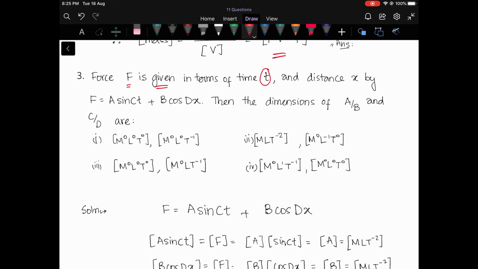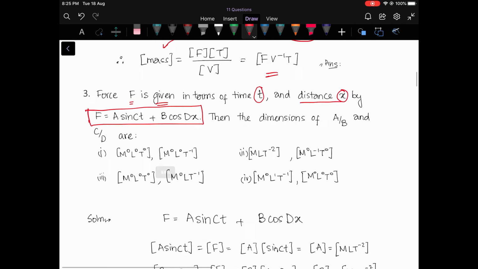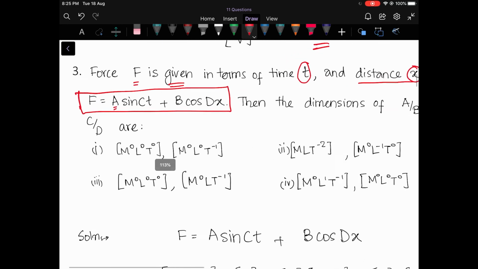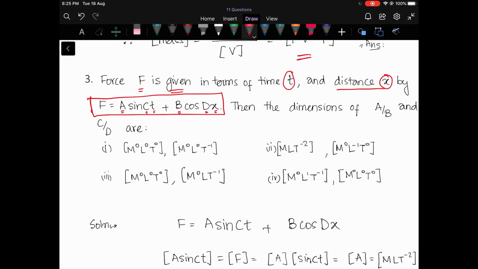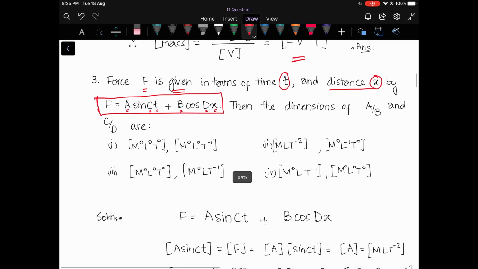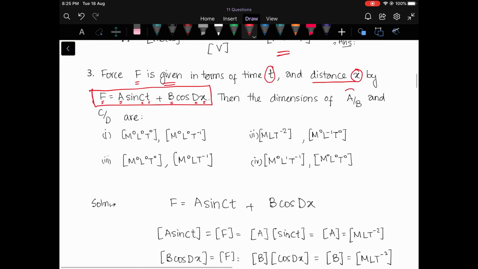Next, number 3, a question is given where you have force expressed in terms of time t and distance x, and this is the relation that your force is expressed as. You can see we have here A, another quantity, we have C, T, then we have B, we have D and X. They have not said anything about A, B and C, D, but clearly we know this T is time and X is distance and F is force. The question is, what will be the dimension of A divided by B and C divided by D?